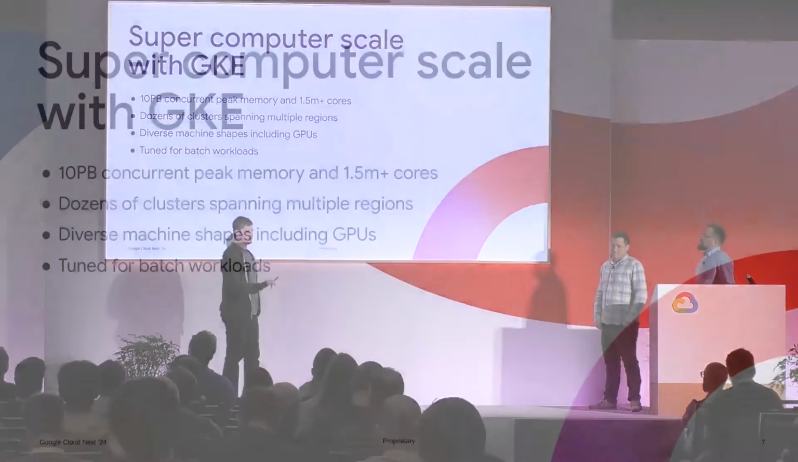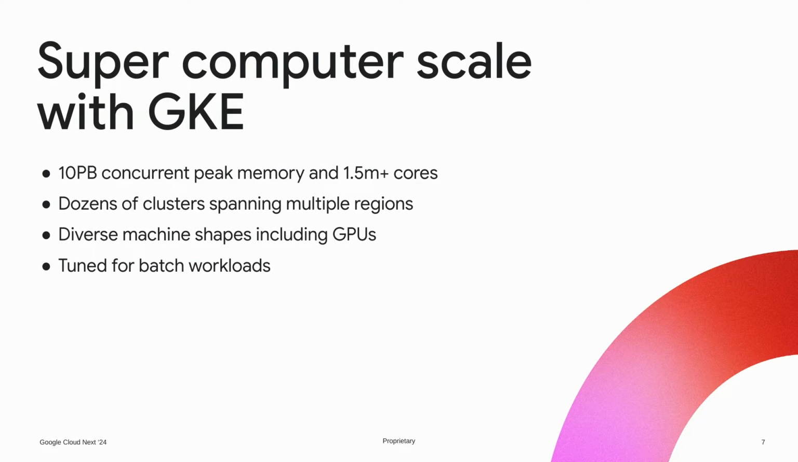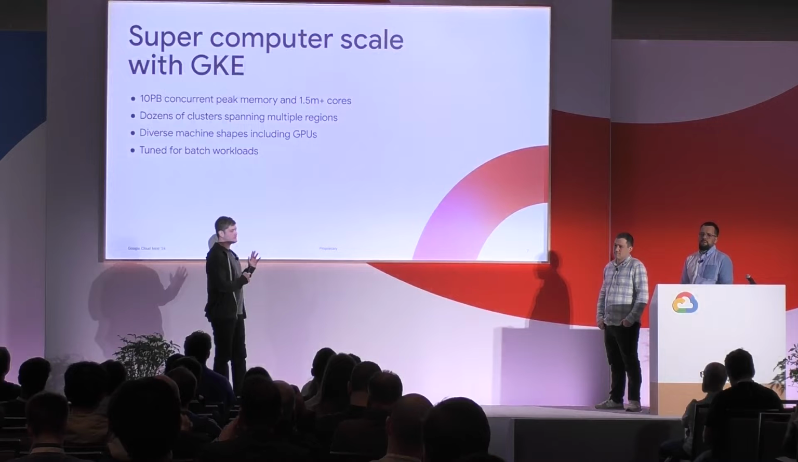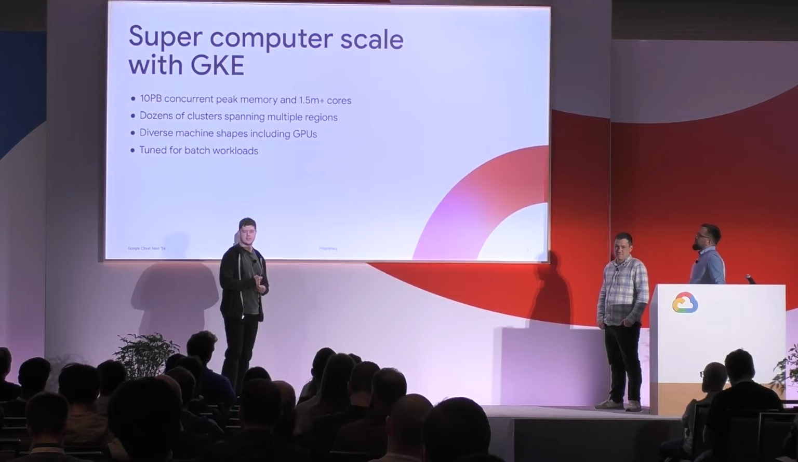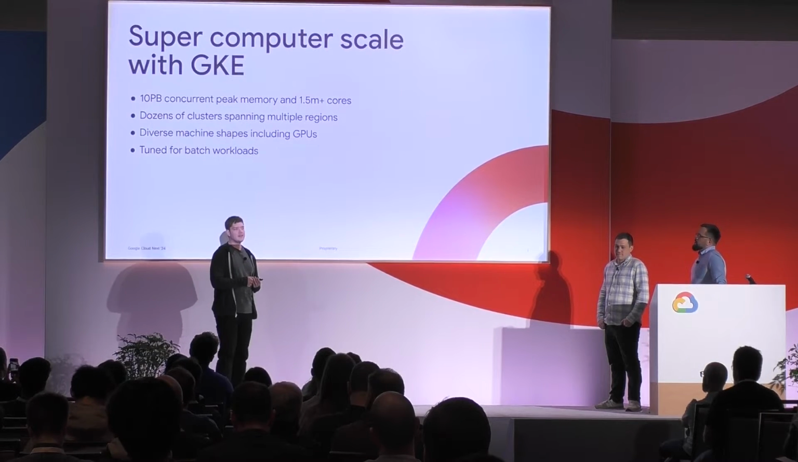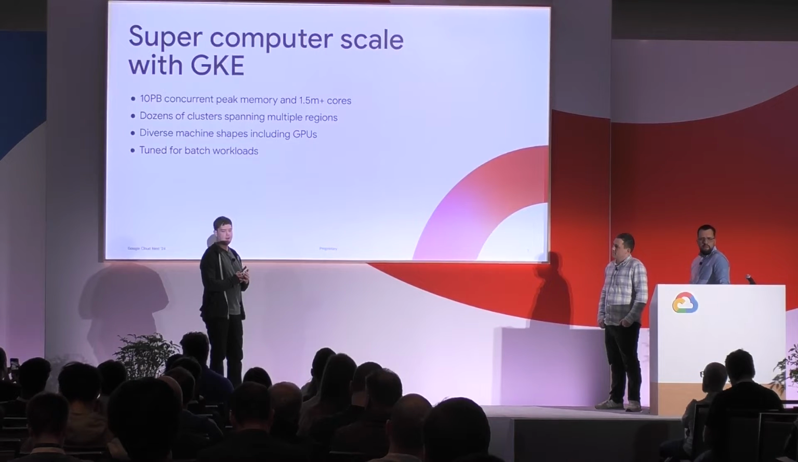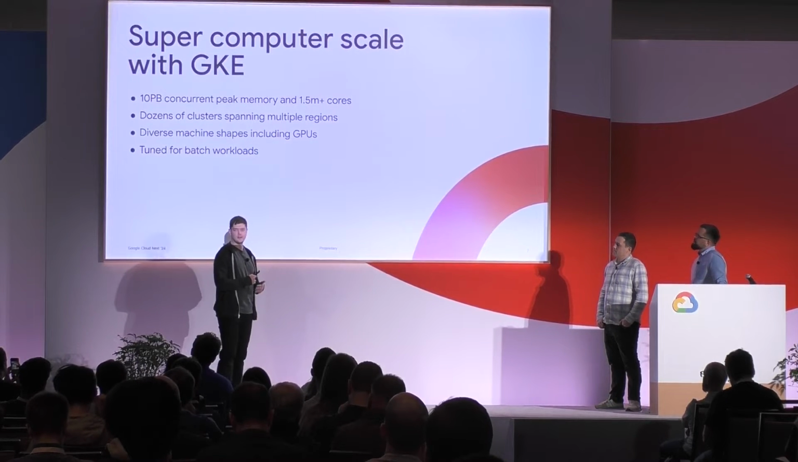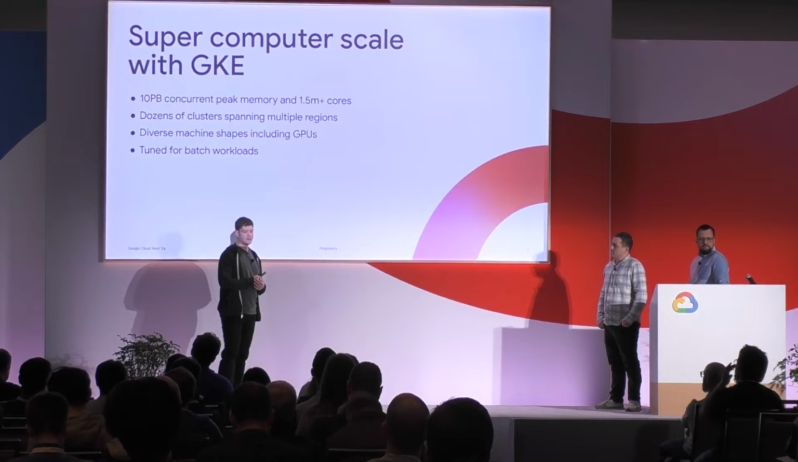Okay, so I've covered what we enable. Let's dive into what compute intensive really means. Over the past few years, we've grown this platform to supercomputer scale. Our compute platform in GKE regularly exceeds 10 petabytes of concurrent memory and 1.5 million cores, and that's a lot of compute. We do this with dozens of very large GKE clusters spanning multiple Google regions. And it offers users a wide range of machine shapes, including all types of GPUs in Google Cloud.